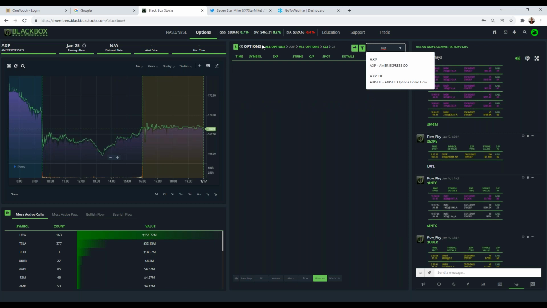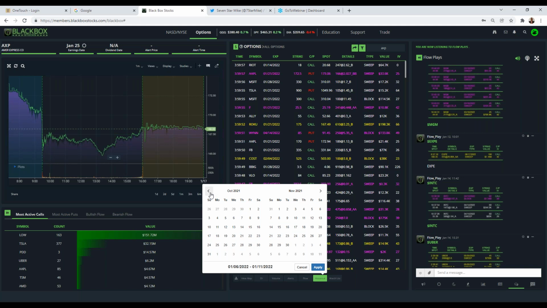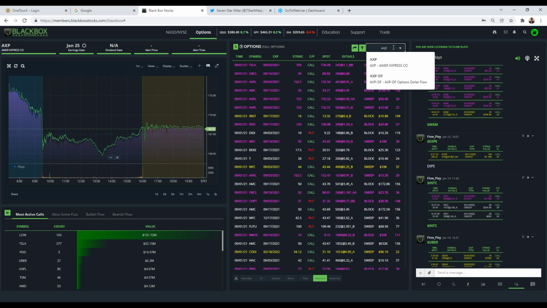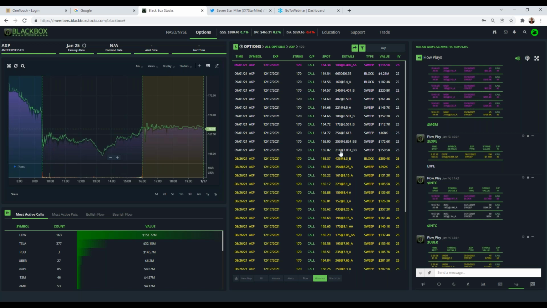We're going to go to American Express, and this was last year. It's just one that I like to show because it's a nice clear picture of entry versus exit. So this happened in August. They bought, and then they started flipping out of them on the 1st. And it was the American Express 12/17 170s right there.